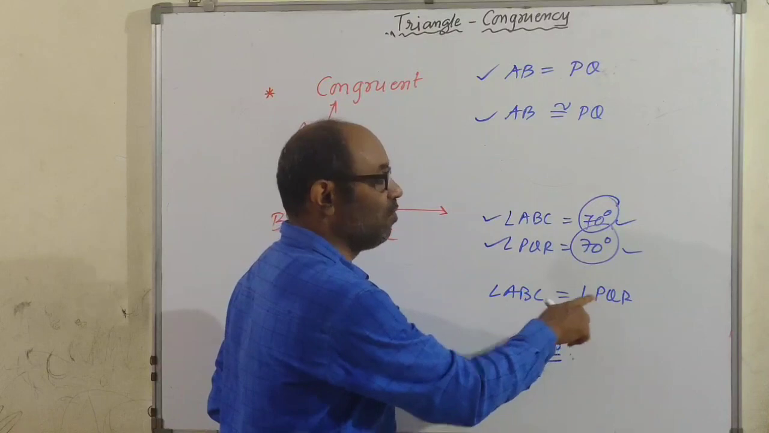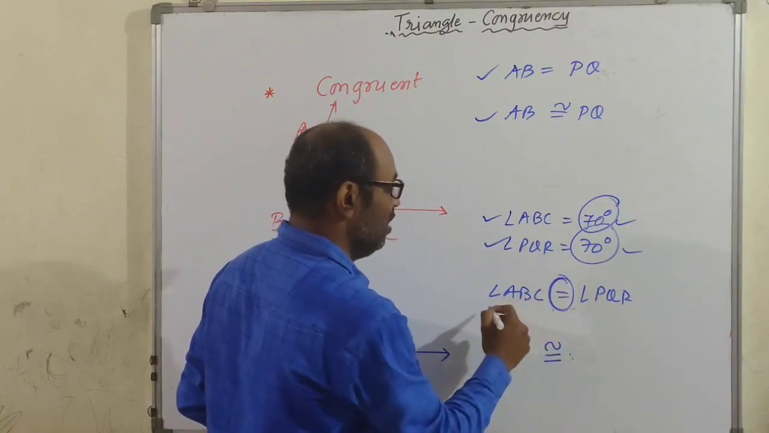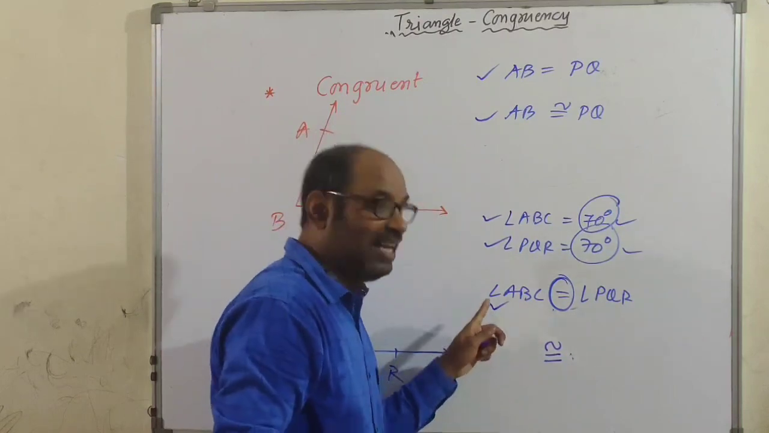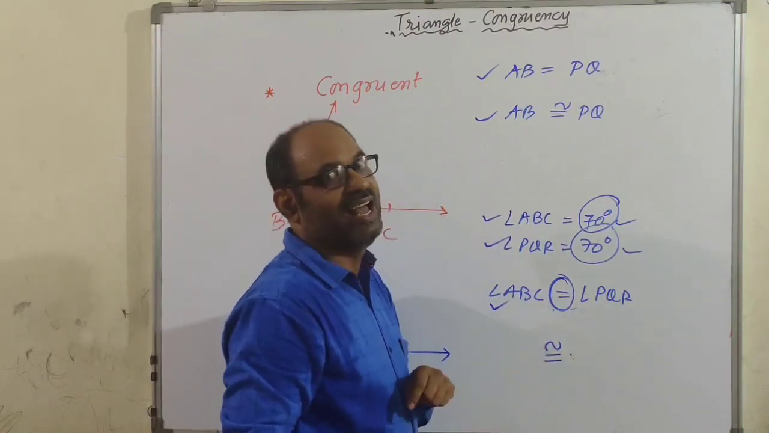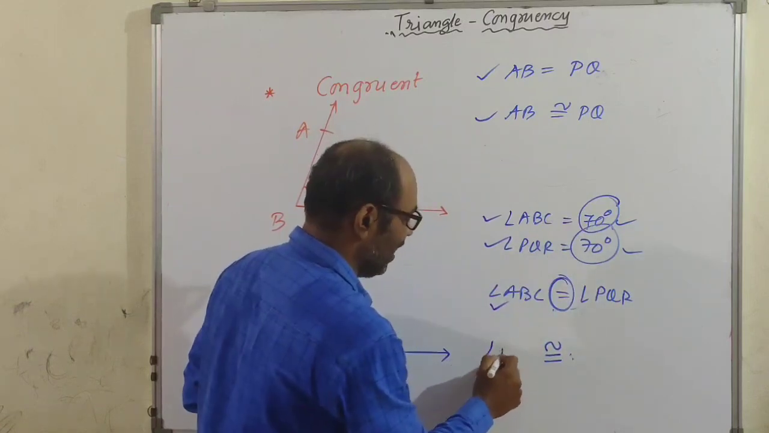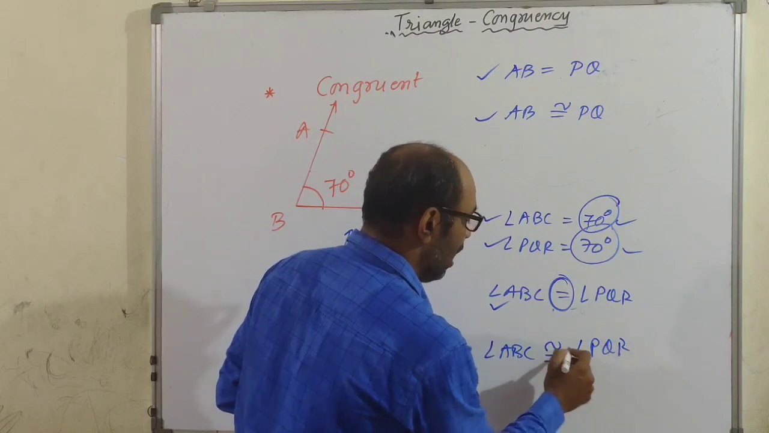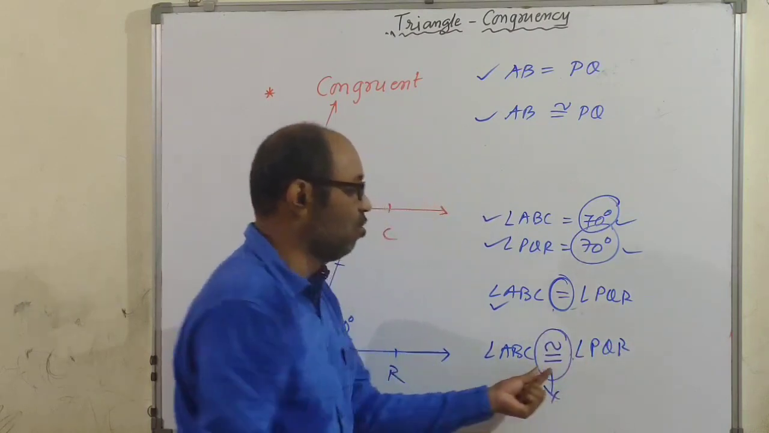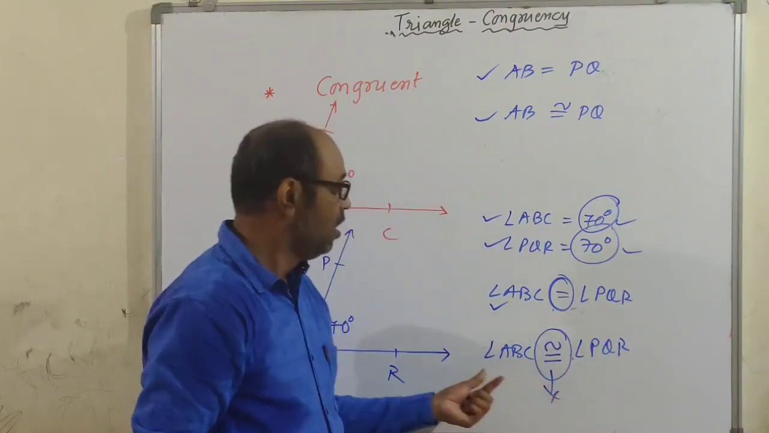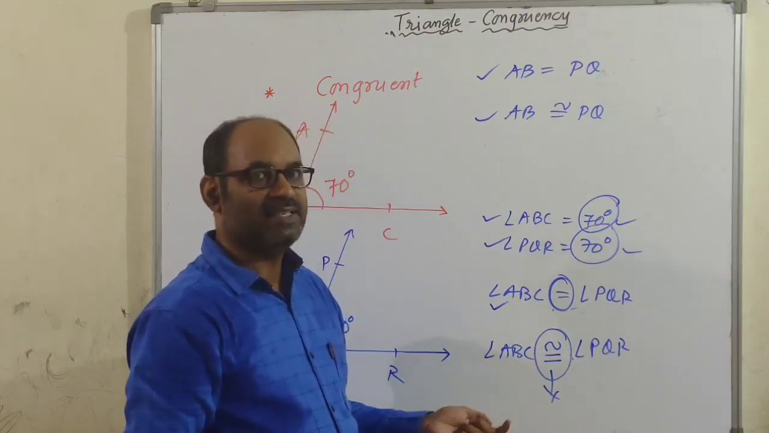Angle ABC is equal to angle PQR. Here the equal to sign is there. So this means measure of angle ABC is equal to measure of angle PQR. And since the measures are equal, I can say angle ABC is congruent to angle PQR. Now this time the symbol is congruent. This is the symbol of congruent. So here it's not measure, it is angle ABC.